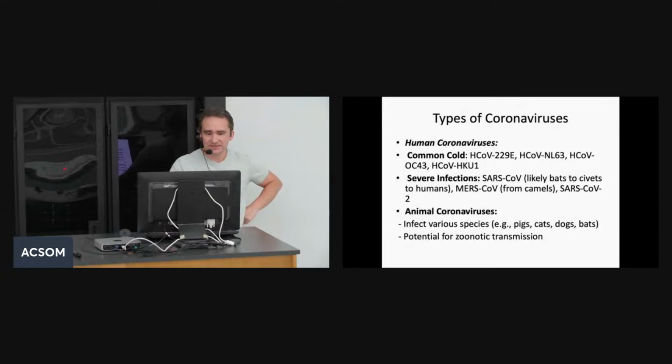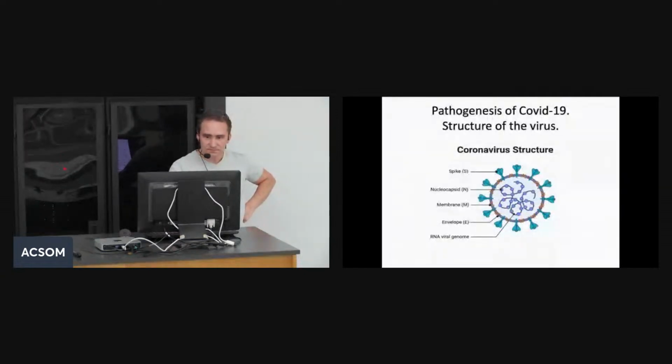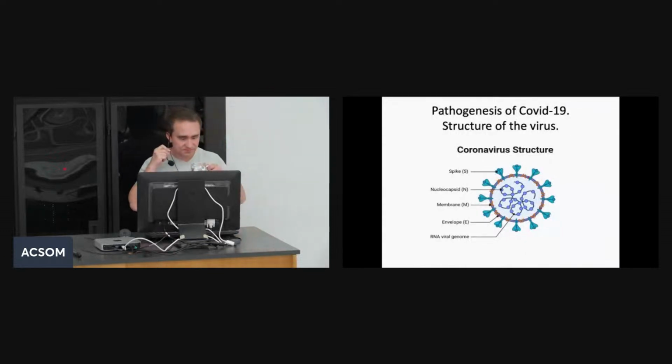And then there are animal coronaviruses. They infect various species, like pigs, cats, dogs, bats. What may happen is that if a certain animal is infected by two different viruses, new viruses with new features may potentially come up. And then there's the potential for zoonotic transmission, which means infection would come from an animal source. So this is the basic structure of a coronavirus.